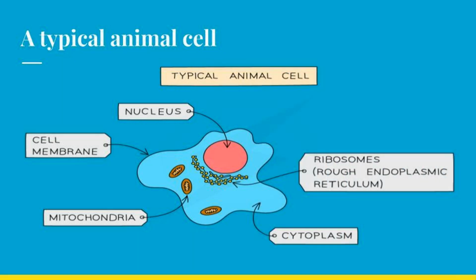A typical animal cell contains a nucleus. They also have a cell membrane. They contain mitochondria. They have cytoplasm, and they do have ribosomes embedded on rough endoplasmic reticulum.